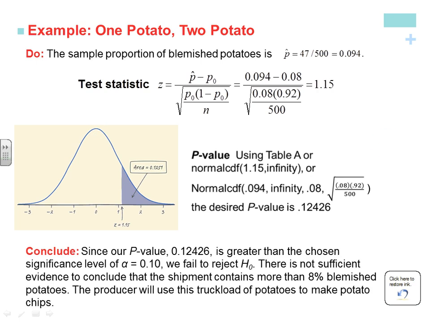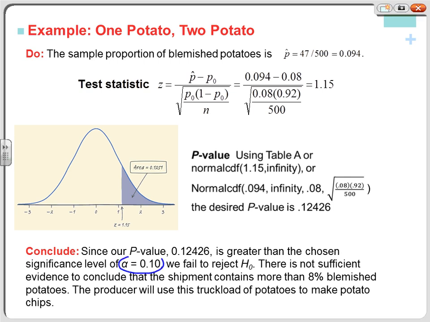All right, so our p-value now, we're going to see what's going on. We're going to compare it to our alpha that they told us, the significance level of 0.10, and we're looking at our p-value, and it is bigger. So 0.12426 is greater than the 0.10, so it is not statistically significant here. Okay? So there is not sufficient evidence to conclude that the shipment contains more than 8% blemished potatoes. So the producer is going to use that truckload to make his fries, or potato chips, sorry, potato chips.